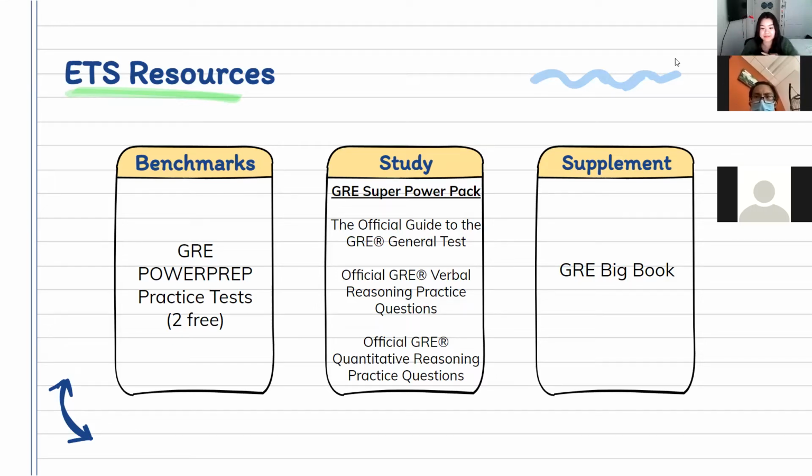And so they have a separate math book for the quantitative reasoning and a reading book, basically, which is the verbal reasoning and the overall guide. So it's a really good pack. And then I would supplement that with the GRE Big Book, which is, I think, like 27 old full-length tests on the GRE if you do need more practice.